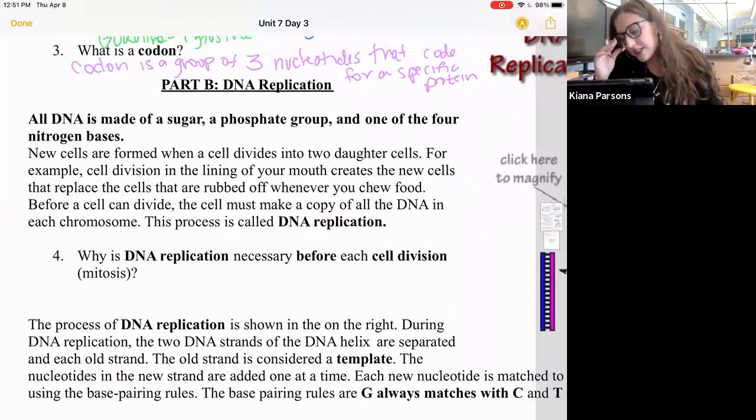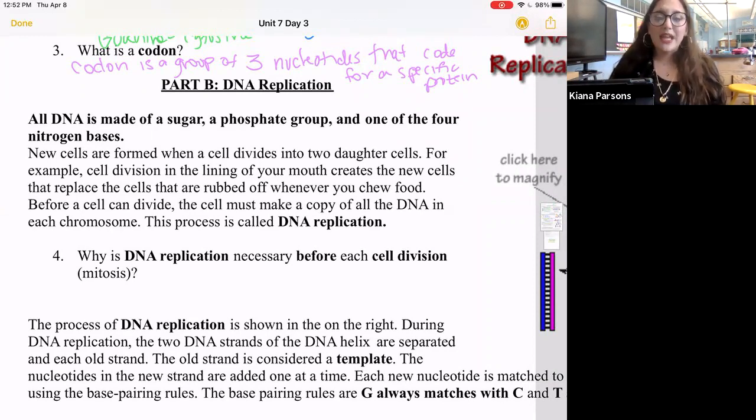All DNA is made of a sugar, a phosphate group, and one of the 4 nitrogen bases. New cells are formed when a cell divides into 2 daughter cells. For example, cell division in the lining of your mouth creates the new cells that replace the cells that are rubbed off whenever you chew food. Before a cell can divide, the cell must make a copy of all DNA in each chromosome. This process is called DNA replication.